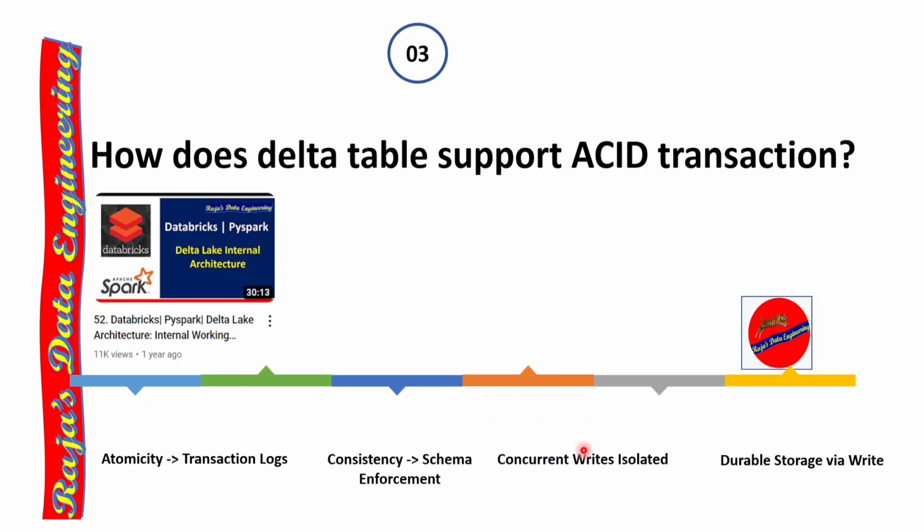Moving on to the next question, how does Delta table support ACID transactions? ACID stands for atomicity, consistency, isolation, and durability. These are the properties of ACID transactions. Delta table supports ACID transactions with the help of the transaction log and also schema enforcement, concurrent writes for isolated transactions, and also durability because it uses external or internal storage for storing the data. So we need to talk about these properties.